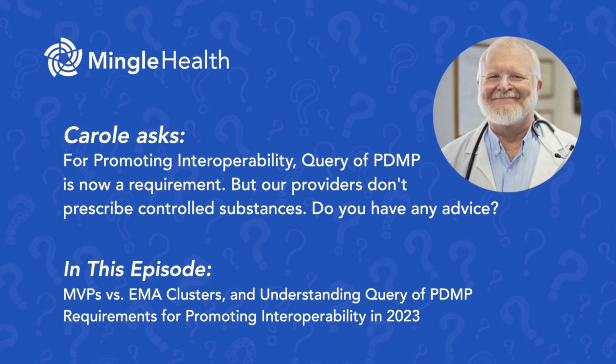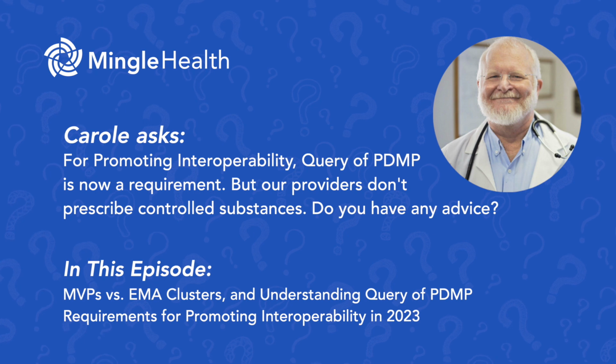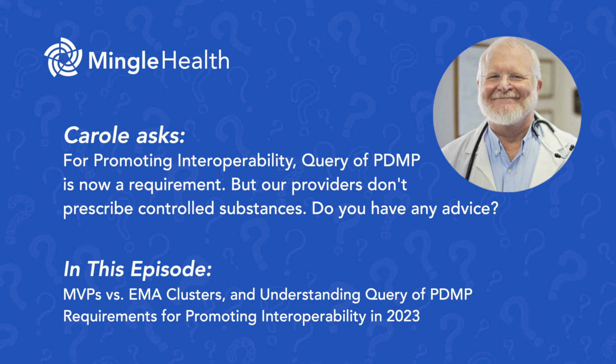So, what are the requirements of the measure? The measure is addressed as an attestation. You answer the question: has the required action been performed at least once by the individual provider or by at least one provider in the group? Yes or no? The required action is to query the local PDMP to access the patient's history when prescribing a controlled substance.